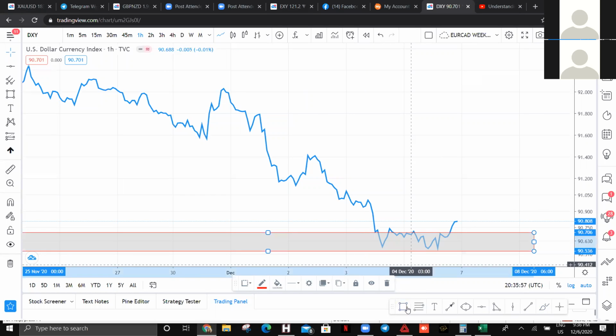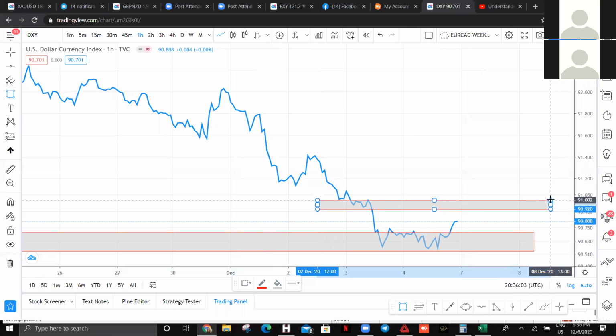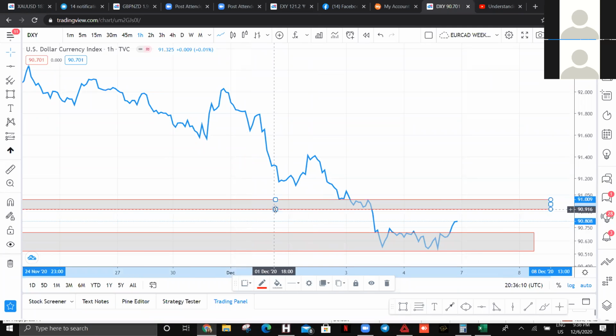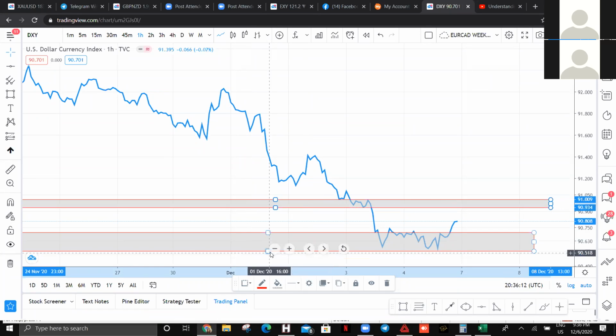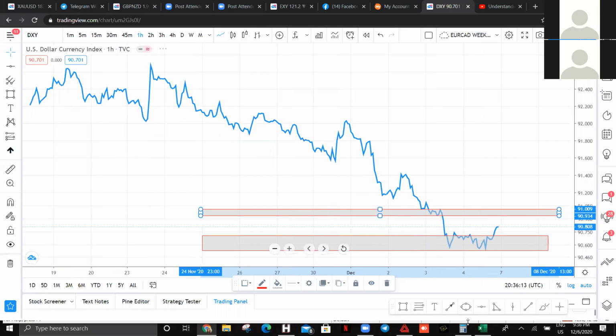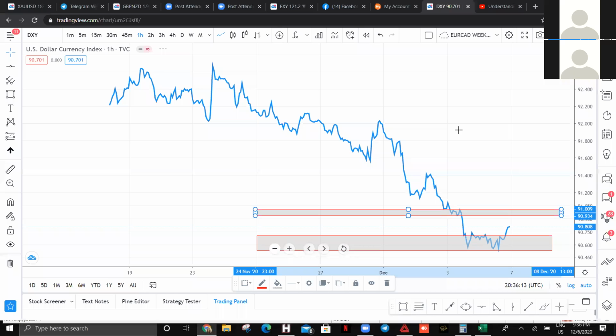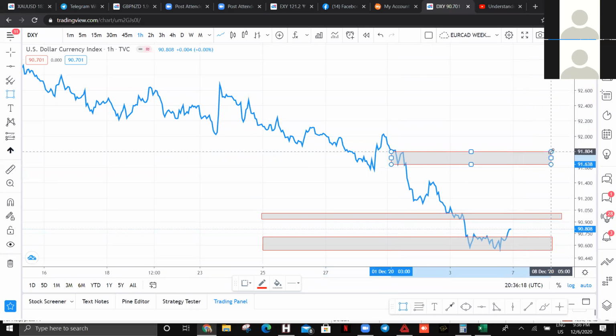So if you understand this thing, it's very easy to draw. Very, very easy. You just need to identify the pullbacks, the recent pullbacks, and draw your zone. That's all. It's no biggie. It's something you should just be doing freely. You know, this was something we did something like this, right?